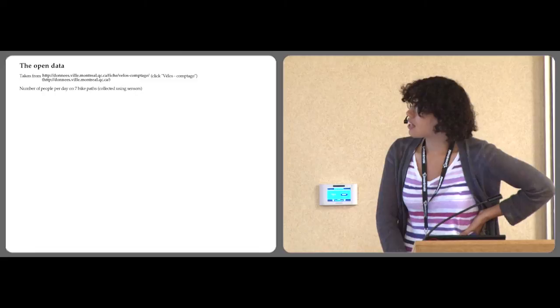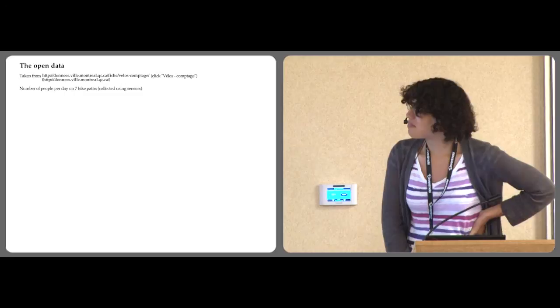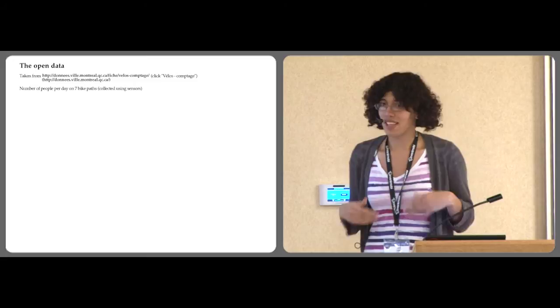The data set I'm going to be talking about is from the Montreal Open Data website. This website is in French, but I told you where to go. You can deal with it, I hope. It has the number of people on each of seven bike paths every day. There's a sensor on each bike path, and it records like there are 3,000 people on this bike path today, not in the winter.